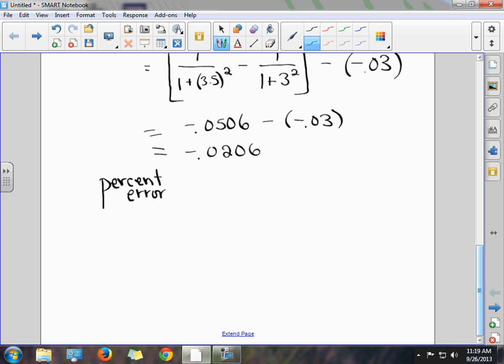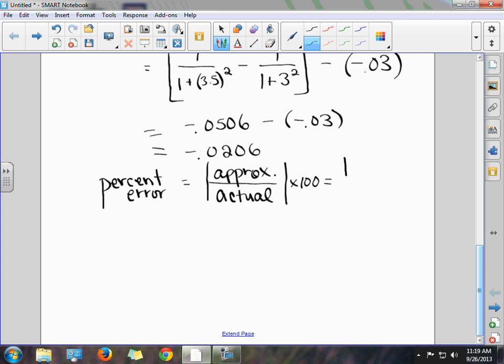So your percent error is just going to be your approximated value divided by your actual value. And we're going to take the absolute value of this because we don't want the percent to be negative. And of course, that'll be a decimal. So to make it a percent, we'll multiply it by 100.